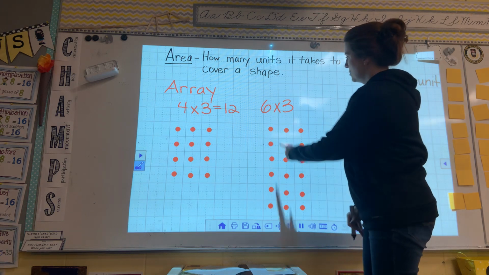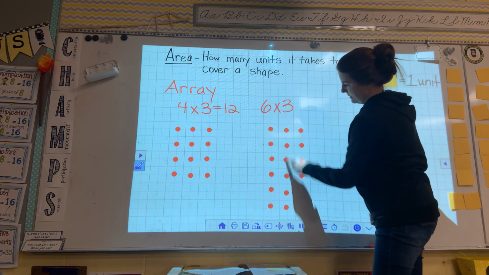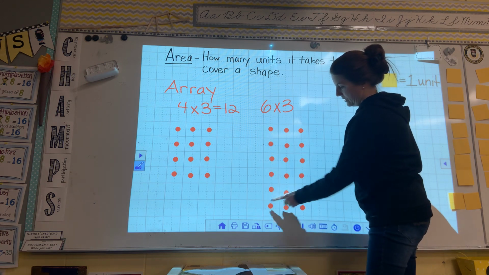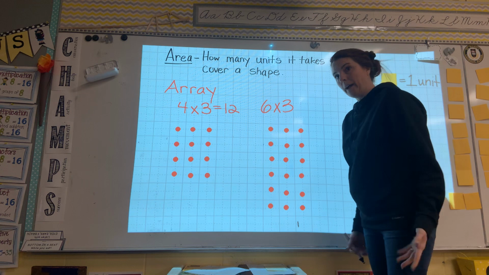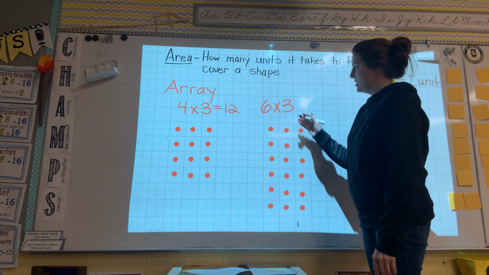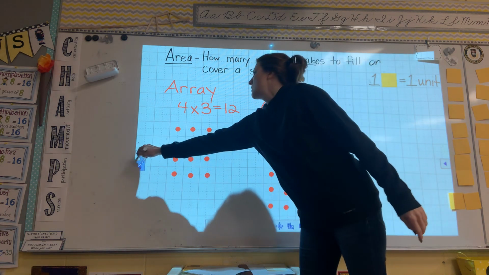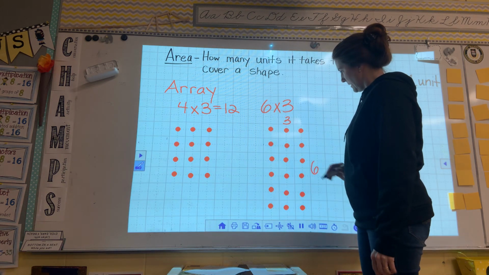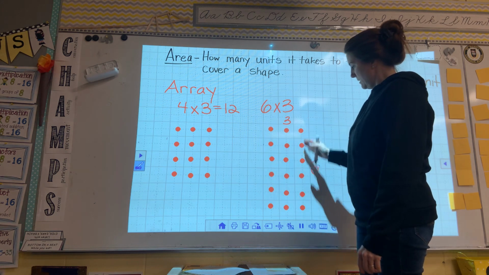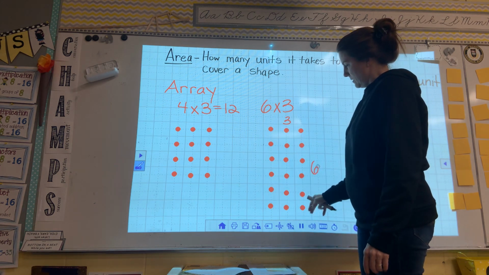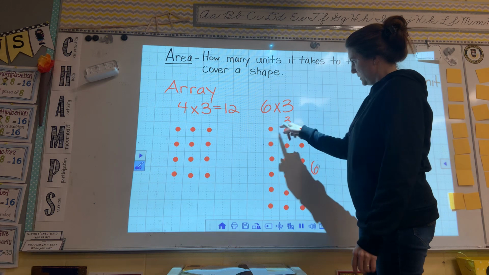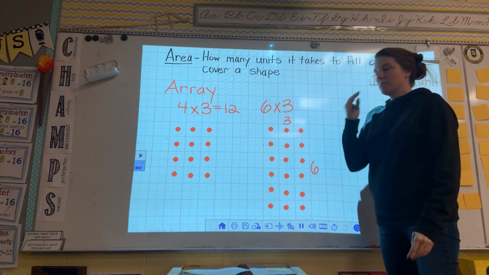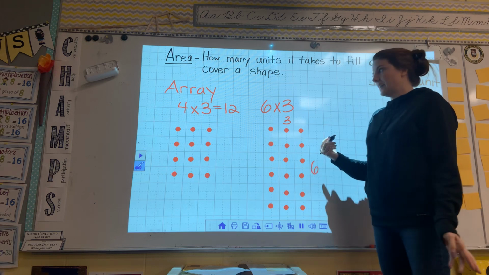Right? So we've got 6, 6, and 6. Or we could think of it this way. 3, 3, 3, 3, 3, and 3. Right? Okay. So that's what we know about an array. And we know that this turns into 3 times 6. You could think of it as a 3 6 times, or 6 3 times.